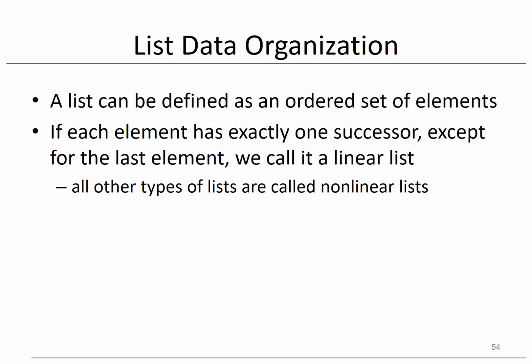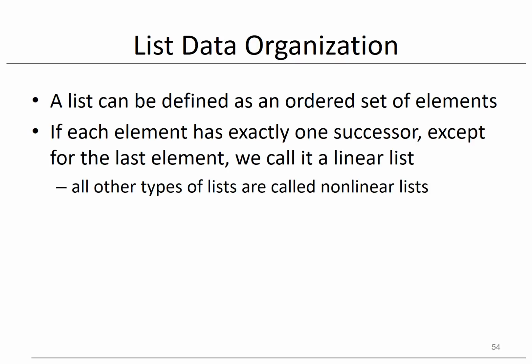A list can be defined as an ordered set of elements. If each element has exactly one successor, except for the last element in the list, we call it a linear list. A linear list can be used to represent sequential data structures. All other types of lists are called nonlinear lists. These can be used to represent tree data structures and other types of directed graphs. In what follows, we only focus on the use of lists to represent sequential data structures and tree data structures.